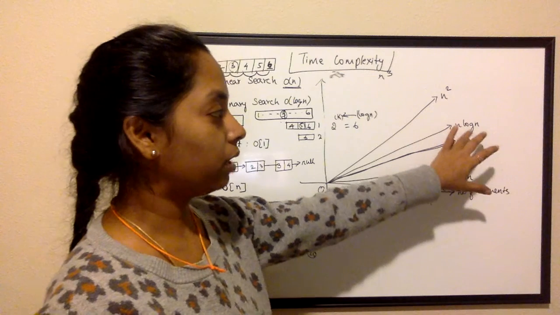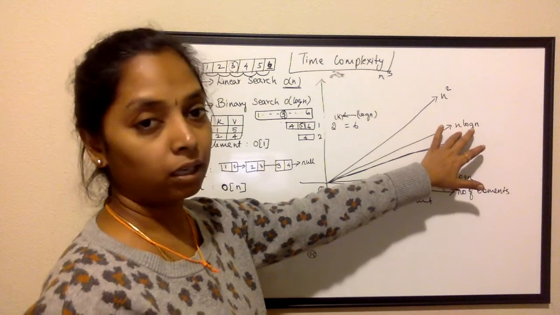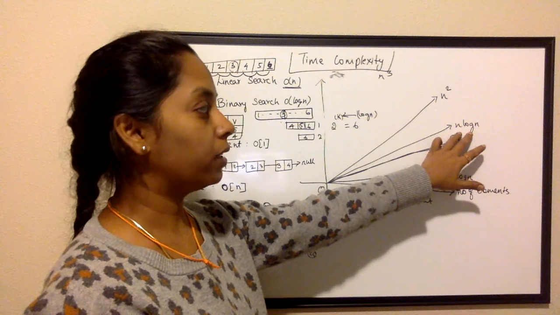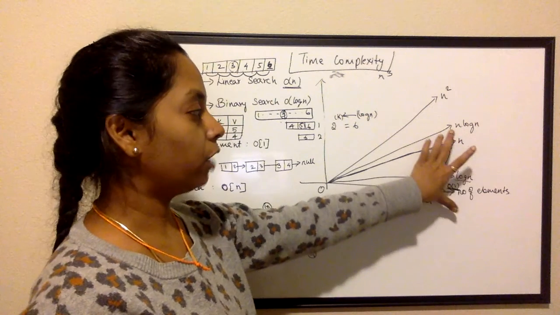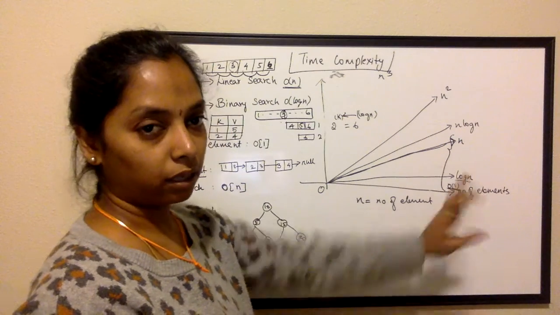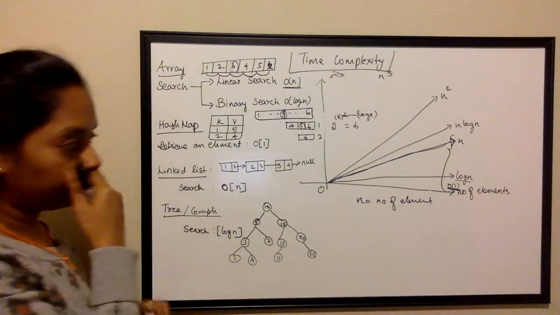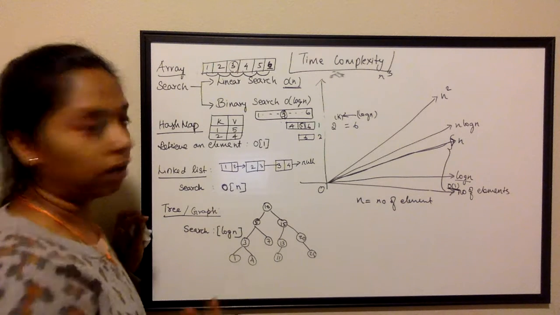If you really have to do some kind of sorting, then you always have to end up in n log n. Otherwise, for any other search, it's better to find it in log n complexity. So this is the time complexity. So let's talk more about that.